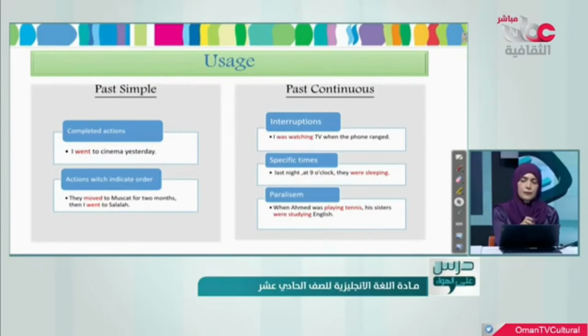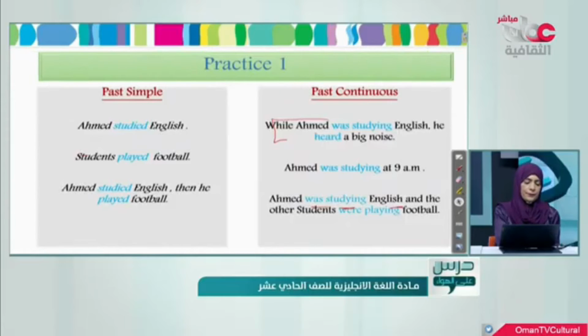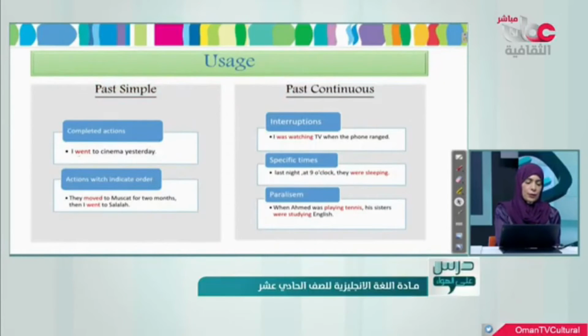In the past simple, look at the usage. Why do we need to use the past simple tense? Past simple tenses are used to reflect completed actions, things that happened in the past and finished. And here we have an example. I went to cinema yesterday. I, the subject, went is the verb. To cinema is the rest, or the completion, of the sentence. Things that happened in the past and finished.